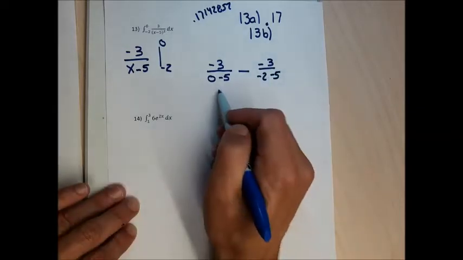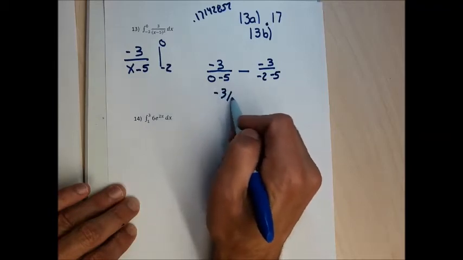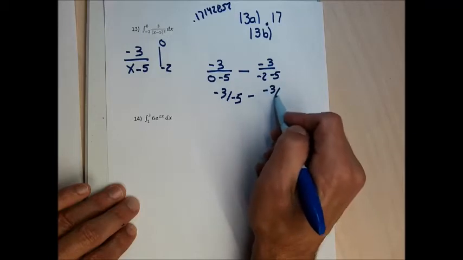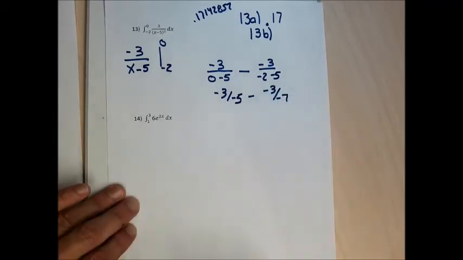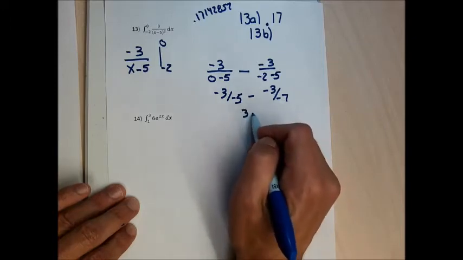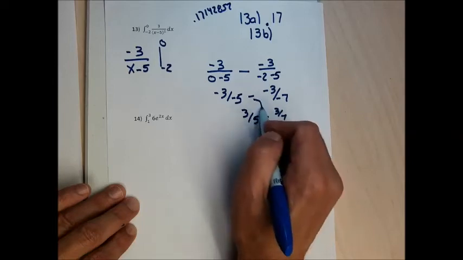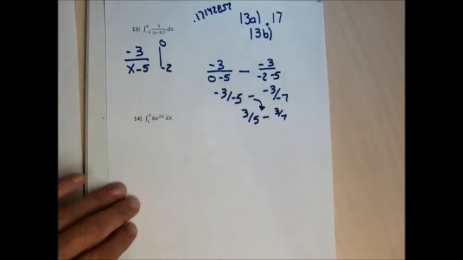The first fraction comes out to negative 3 over negative 5. The second fraction comes out to negative 3 over negative 7. Both fractions have double negatives, which I'm going to change to positive. So I'm going to make this 3/5 minus 3/7. The minus sign between stays, but the double negatives in the fractions cancel.